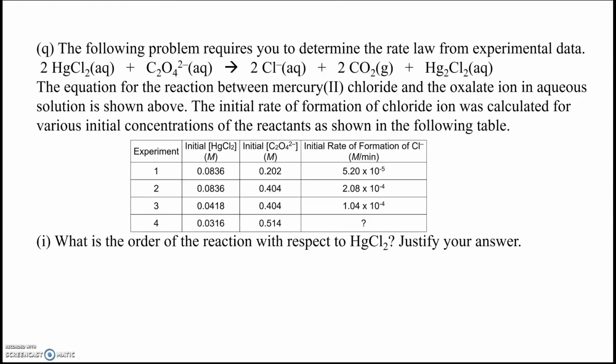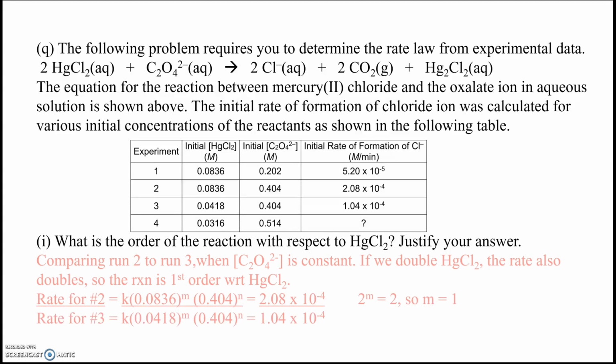I'm taking mercury 2 chloride, reacting it with oxalate ion, forming chloride, carbon dioxide, and mercury 1 chloride. And so I've got 4 experimental runs here with various concentrations, and we need to find out what is the order of this reaction. How do we evaluate what effect HgCl2 concentration and oxalate concentration have on the rate of this reaction? So part I says, what's the order of the reaction with respect to HgCl2?